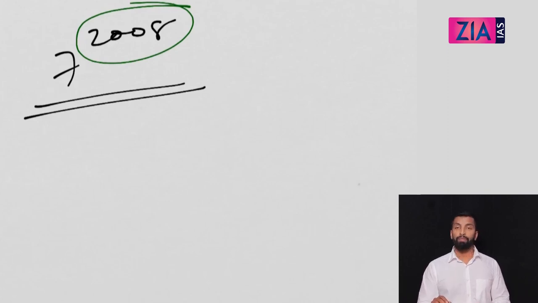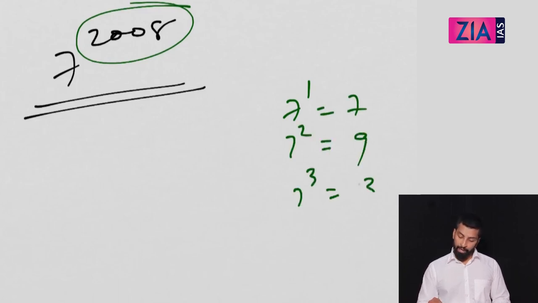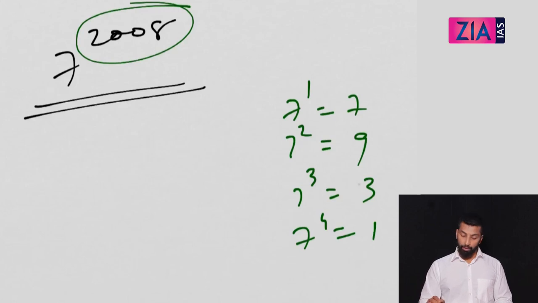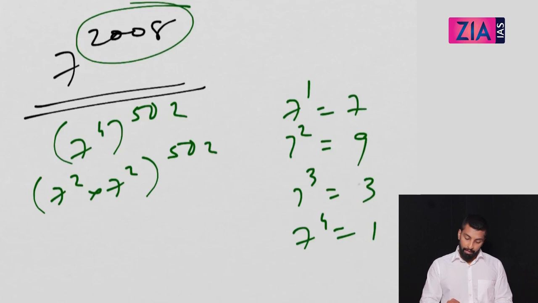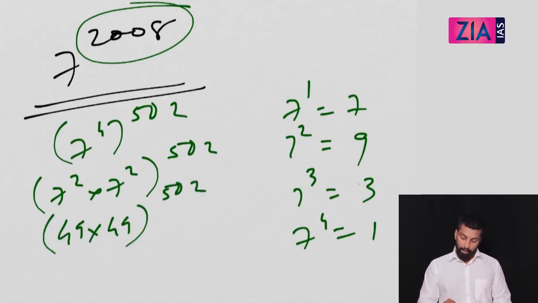So what power of 7 will give you 1? Okay, 7 raised to 1 will be 7. 7 square, 9. 7 cube, 3. 7 raised to 4, 1. So I need to write it as 7 raised to 4, right? 7 raised to 4 raised to 502. Now 7 raised to 4 means 7 square into 7 square raised to 502. That means 49 into 49 raised to 502. That means 49 square raised to 502.